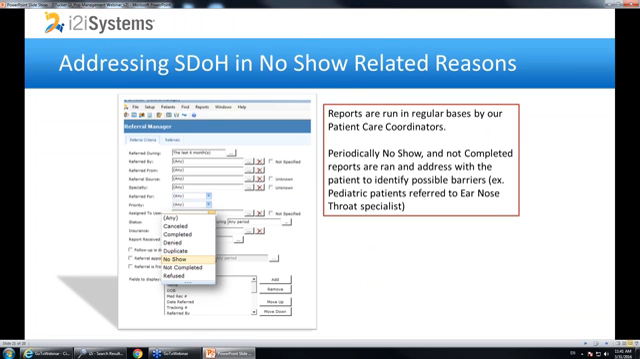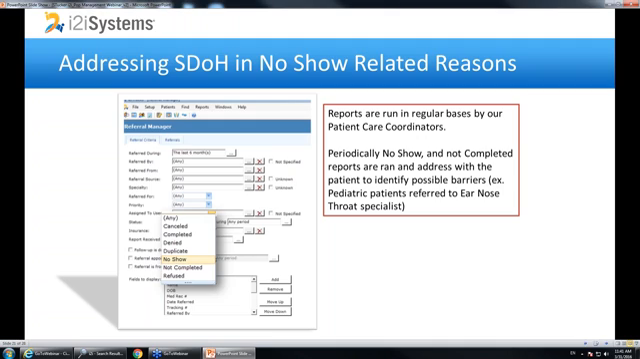How do we address social determinants of health by a no-show rate? Well, we run constant reports, as you guys have seen up to now. We run them on a constant basis, and it's run by our patient care coordinator. Periodically, the no-show rate and the non-completed reports are run and addressed with the patients to identify the possible barriers. So once we realize that our patients are not showing, we call them and we ask them and investigate why our patients aren't showing.